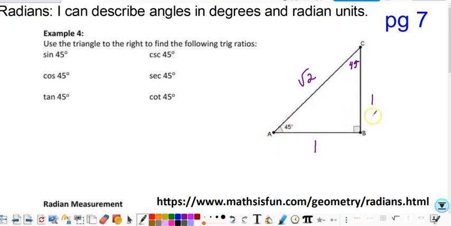So sine of 45 is opposite over hypotenuse. Cosine of 45 is adjacent over hypotenuse. Tangent is opposite over adjacent. I will fix those in a minute. All the reciprocals.